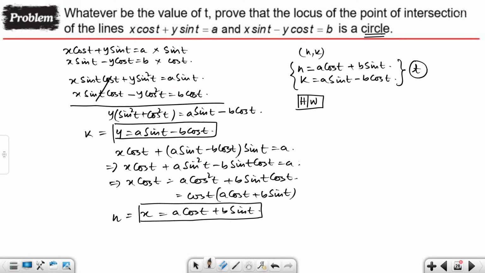Can you see that? Simply square both sides and add. You are going to get your answer. How? If I do h square plus k square, what we are going to have? I told you that I'm going to give you this as homework, but still I have done it. It's okay.